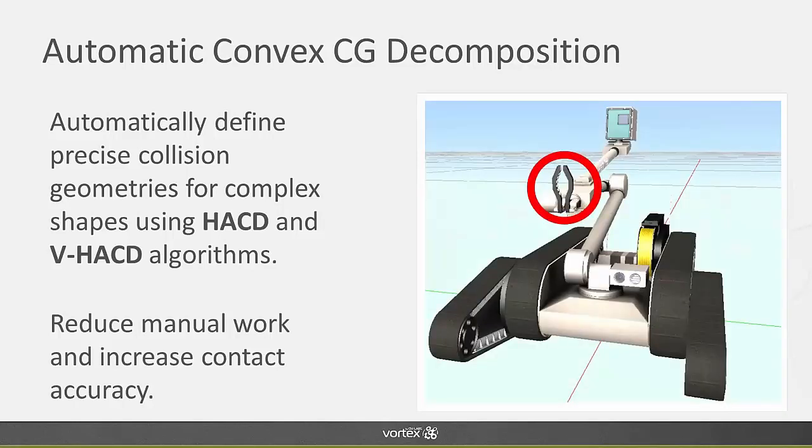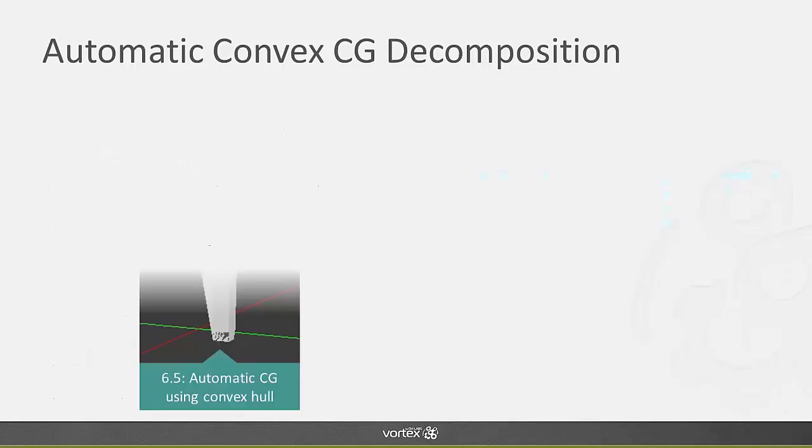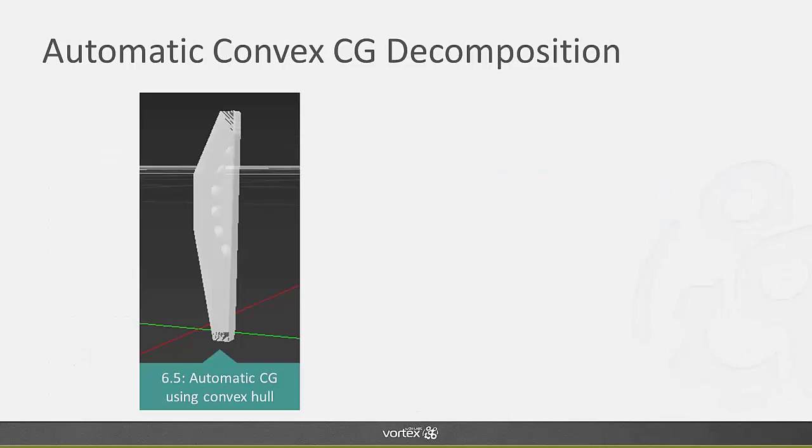We're going to look at our EOD mechanism, which is included in the samples of Vortex 6.6. And more precisely, we're going to look at one of those gripper arms on the model. So in 6.5, if you were using the automatic convex geometries decomposition algorithm, which was called Convexol, you would get this result.